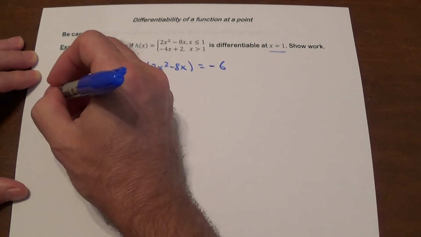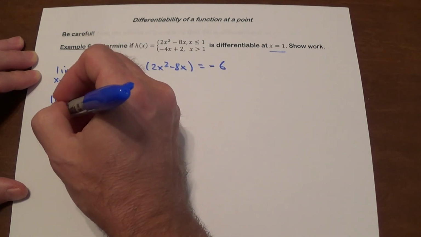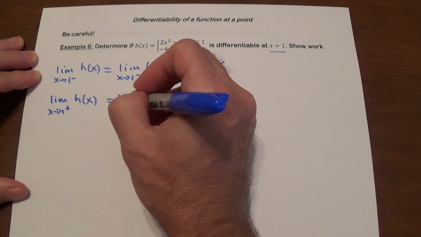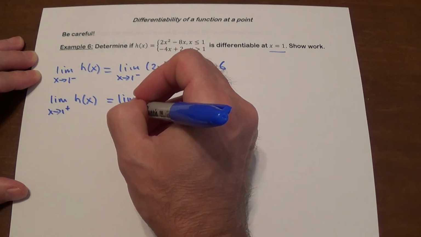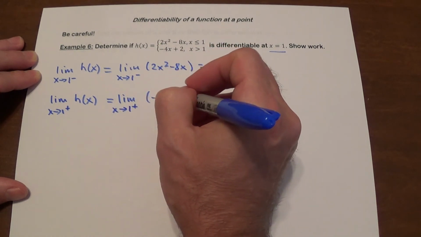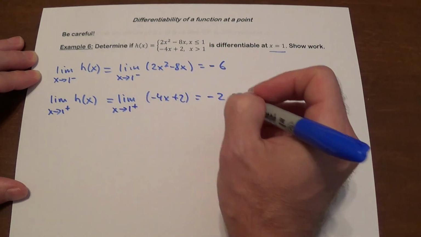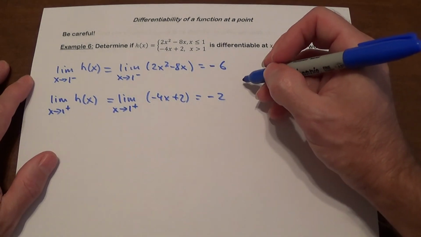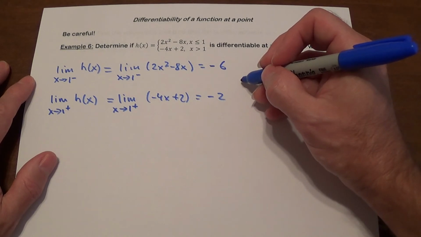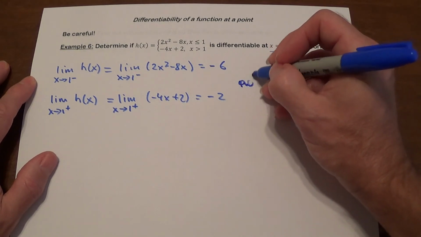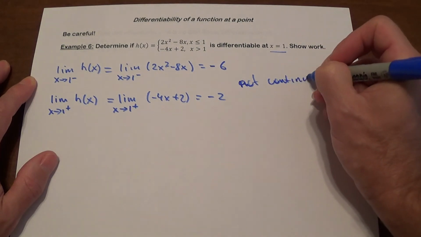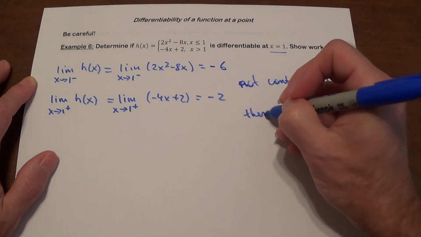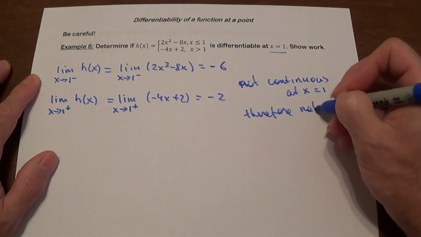Correct? And when you do the limit on the right hand side, you are using the second equation, and it's going to give us negative 2. So this function is not going to be continuous, therefore we don't even go for differentiability. We know it cannot be differentiable. Not continuous at x equals 1, therefore not differentiable.